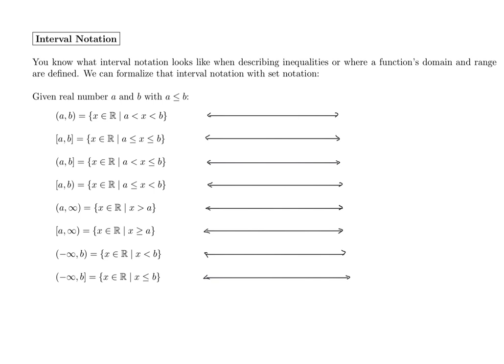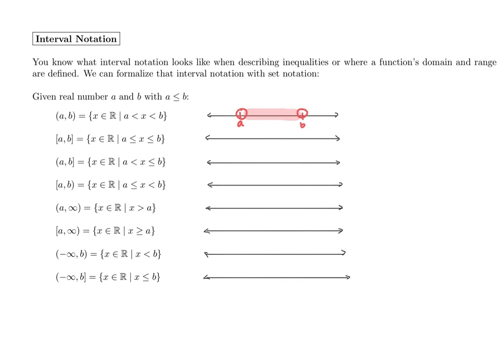If we are given real numbers a and b, where a is less than or equal to b, then we can define (a, b), with parentheses on both sides, as the set of x, where x is a real number such that x is between a and b. On our number line, we have a and we have b, an open circle at a, an open circle at b, and they're connected. This changes a little bit if we put a bracket on either or both sides.